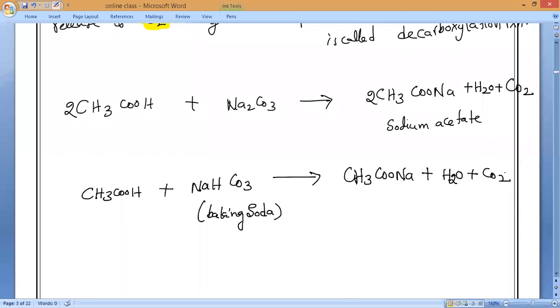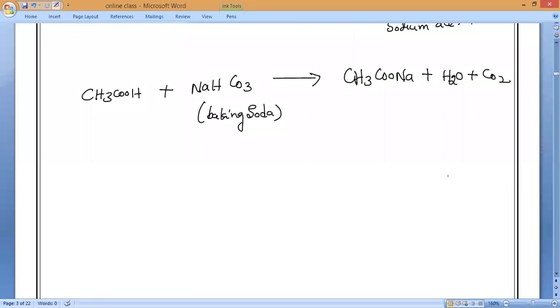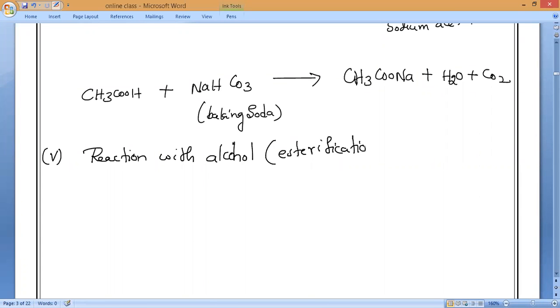Next, reaction with the alcohol. Yesterday we studied alcohol reacting with acetic acid. Now we are studying the same reaction. What is the name of this equation? We studied yesterday. Esterification. Remember, we will use this test, esterification, for testing both alcohols and carboxylic acids.